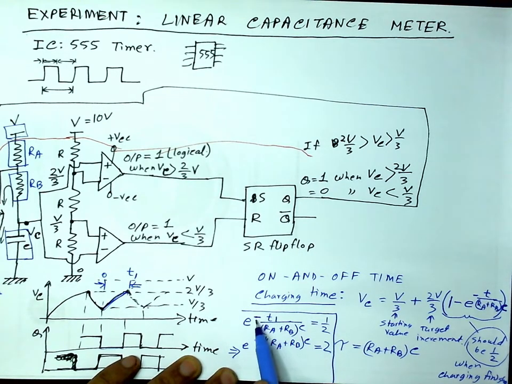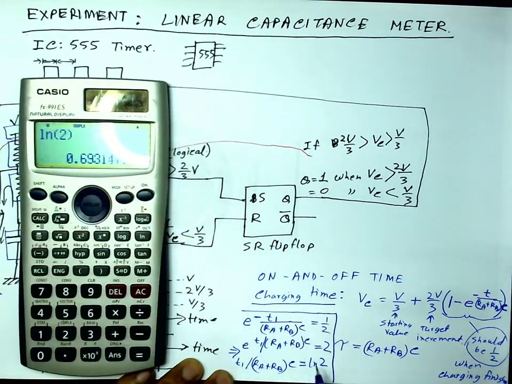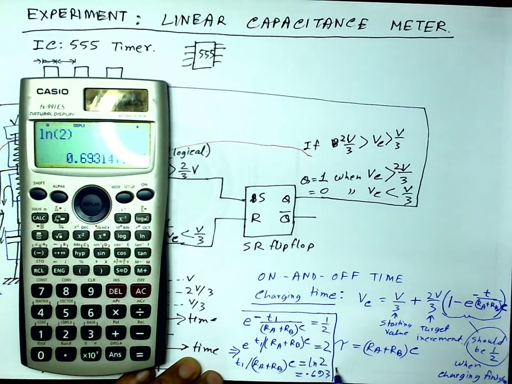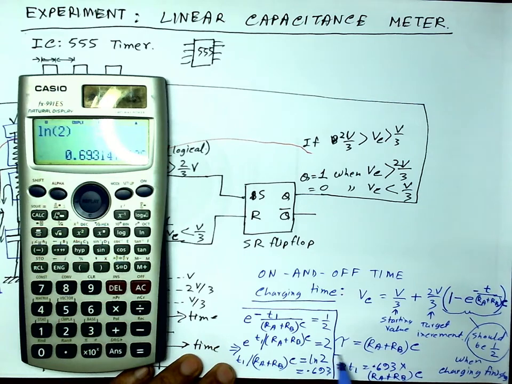Okay, because I'm getting rid of this minus sign, so this 2 goes up, which means T1 by RA plus RB times C should be ln 2. The value of ln 2 as per my calculator comes out to be 0.693. So this will imply T1 is equal to 0.693 times RA plus RB times C.